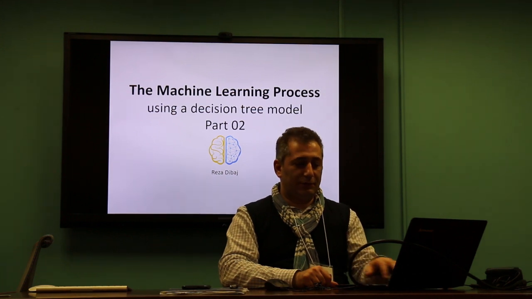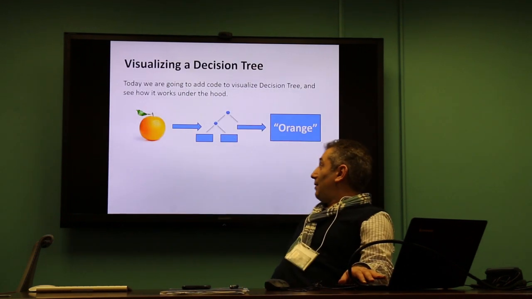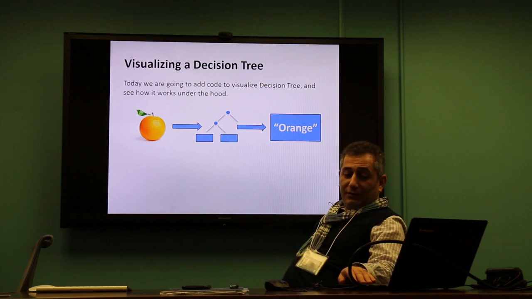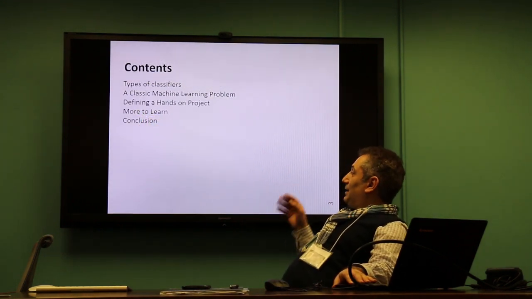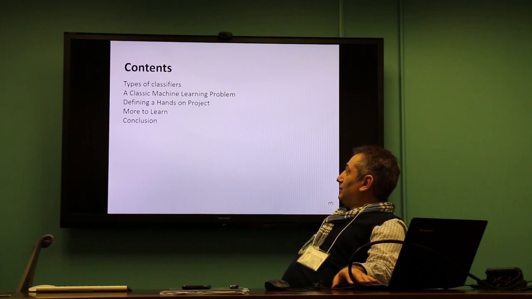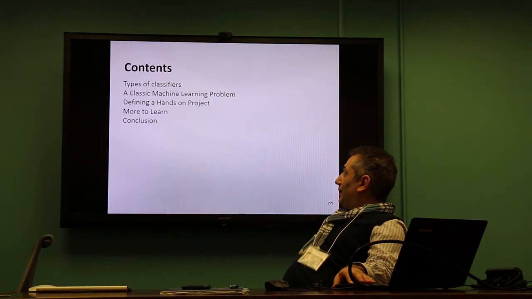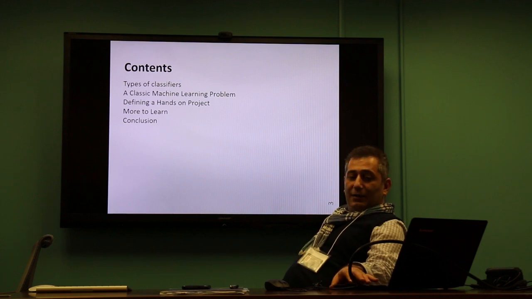Decision tree model, you remember that we talked about apple and orange sort of thing. We use the decision tree in that example. At the end of this set of slides, we want to know the types of classifiers that you can have. A classic machine learning problem, defining a hands-on project and learning more about it and having one conclusion.